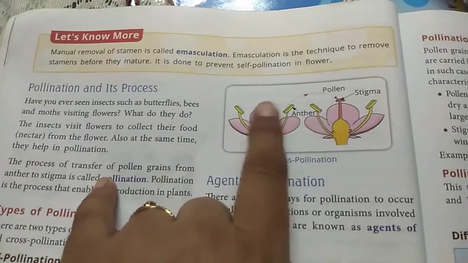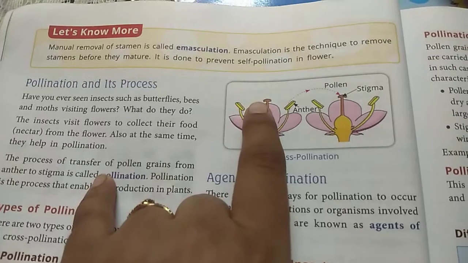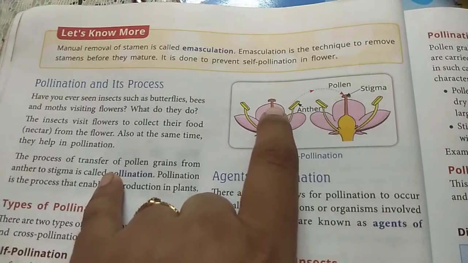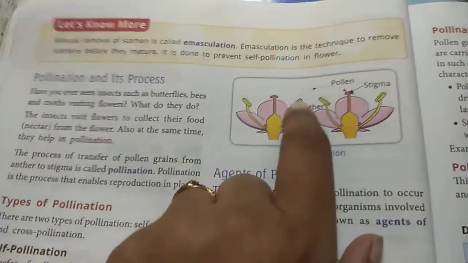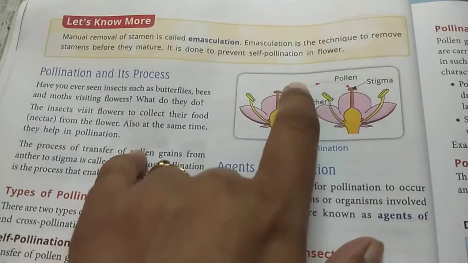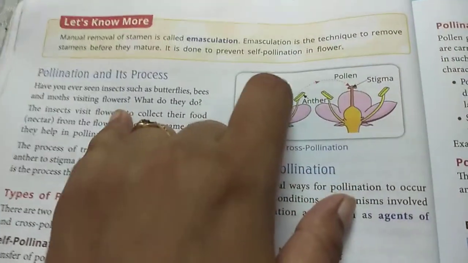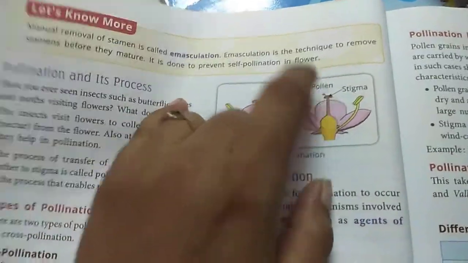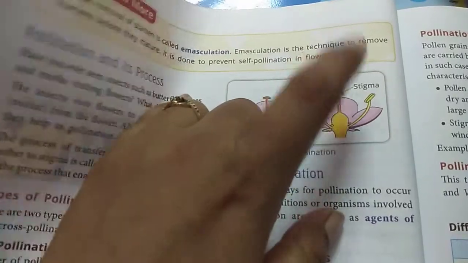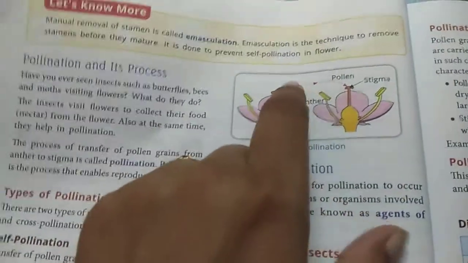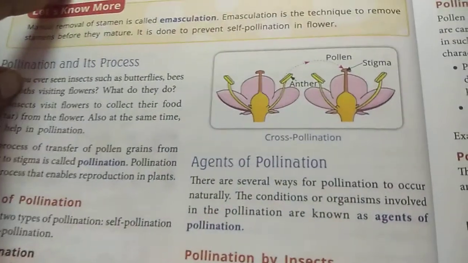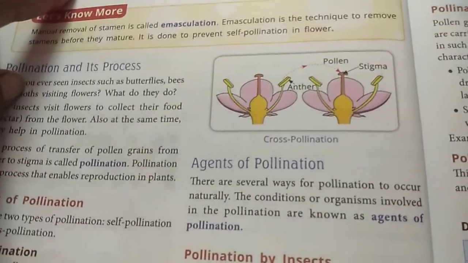When an insect, butterfly, bee, or moth visits a flower to collect nectar, at the same time the pollen grains from the anther stick to their bodies. When they visit another flower, the pollen grains from their body fall onto that flower's stigma, and like this they help in the transfer of pollen grain from anther to stigma. That is why they help in pollination.